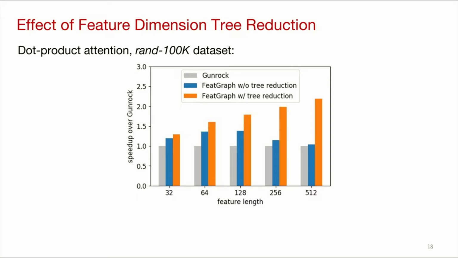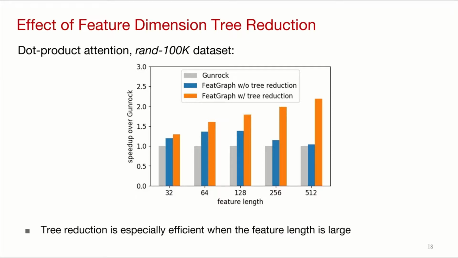This slide evaluates the effect of feature dimension tree reduction. The figure shows the results on a synthetic random data set. As we can see, tree reduction is especially efficient when the feature length is large. The naive parallelization strategy in Gunrock, which assigns the entire feature vector to one thread, is not efficient in handling large feature length because each thread consumes too many registers.